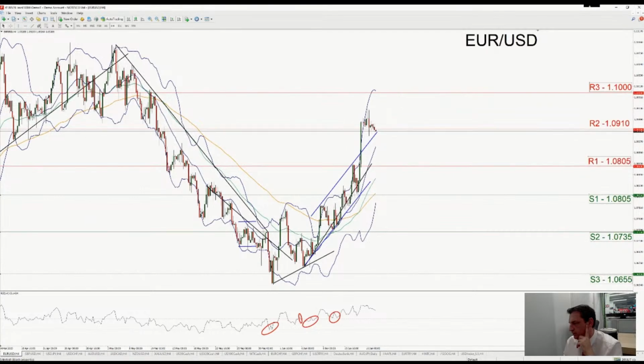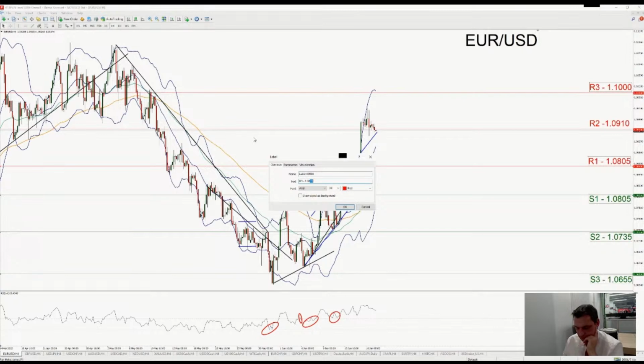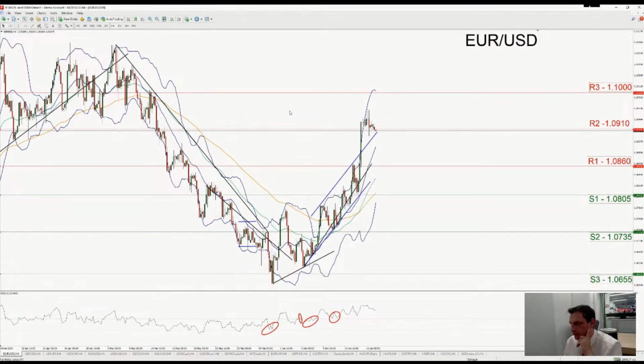The R1 used to be at 1.0910. Let's reaffirm that. Okay, that's at 1.0860. And the R2 at 1.0930, allowing us for the R3 to remain at 1.10. But there was an upward movement which should not be underestimated.